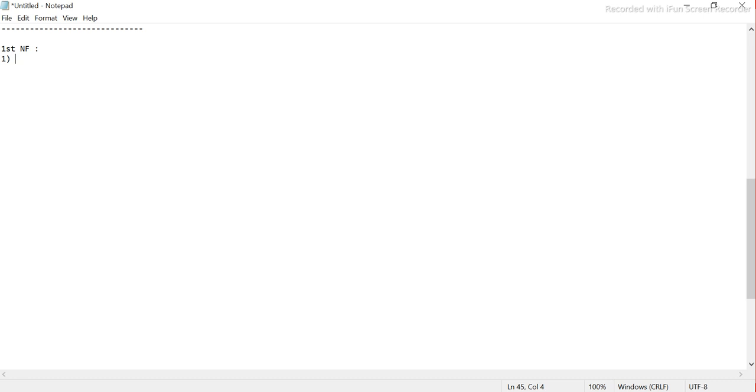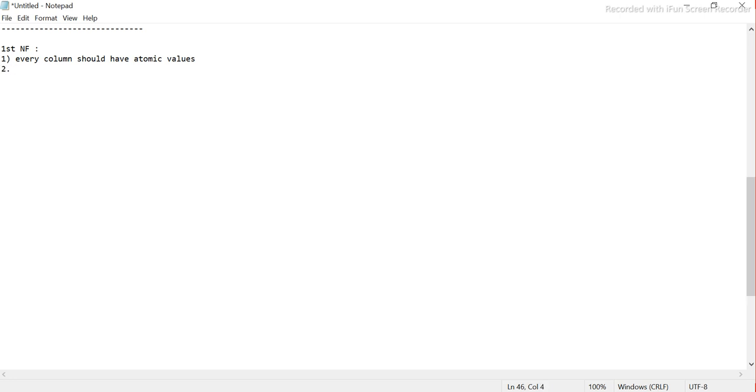So first NF says that this is applicable on a table, guys, right? So the very first rule says that every column should have atomic value. I'll tell you what is atomic value, right? So this is the first rule.